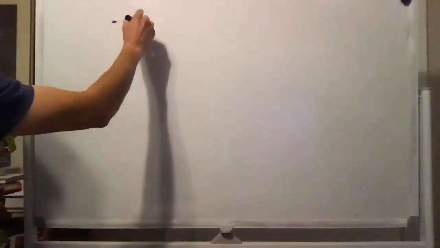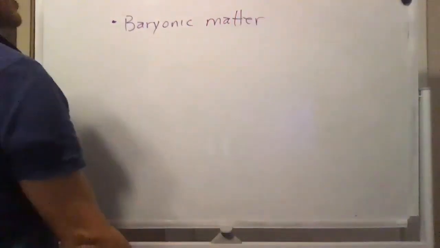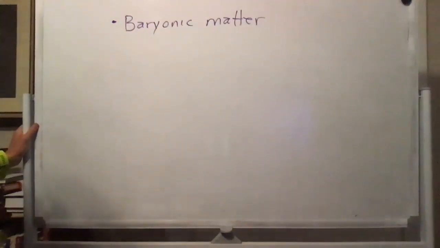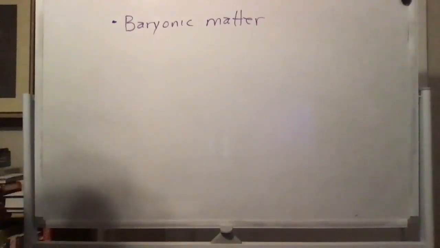So what are possible forms and origins of this matter? So what is baryonic matter? You guys know this, tell me. Well, it's made out of baryons, which are essentially protons and neutrons. So they are created from combinations of quarks.